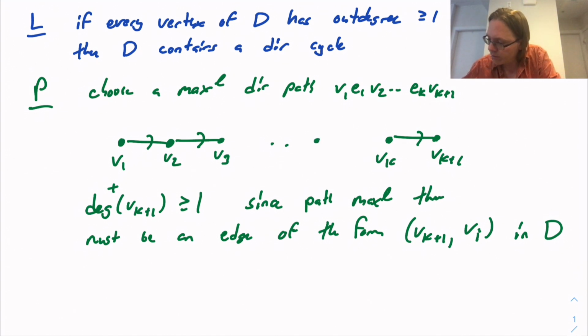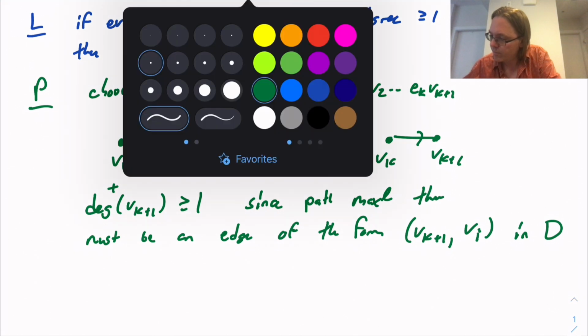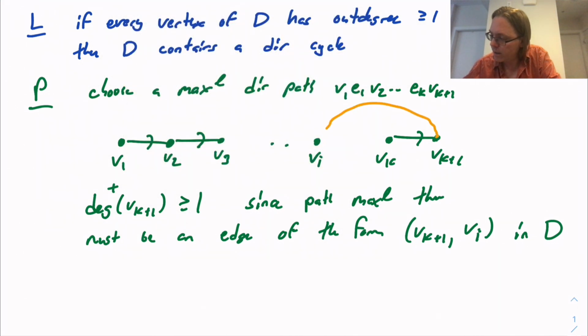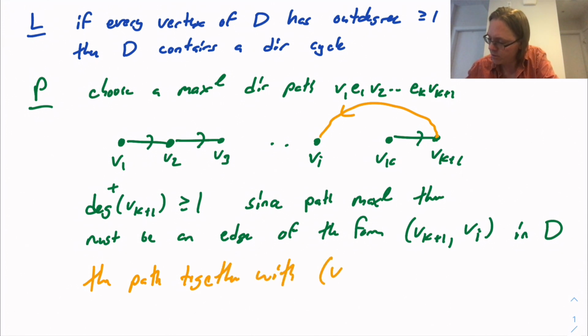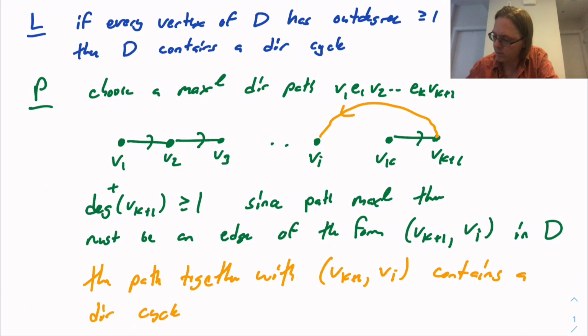And now I'll just draw it over here. So we get an edge that looks like this. And now I'm going to find a directed cycle using the vertices v i up to v k plus 1. Now, in fact, I'll just say the path together with this edge contains a directed cycle. That completes the proof.